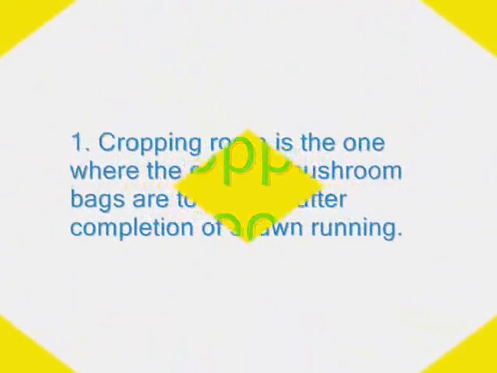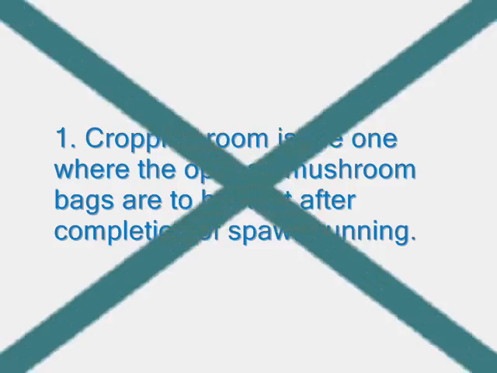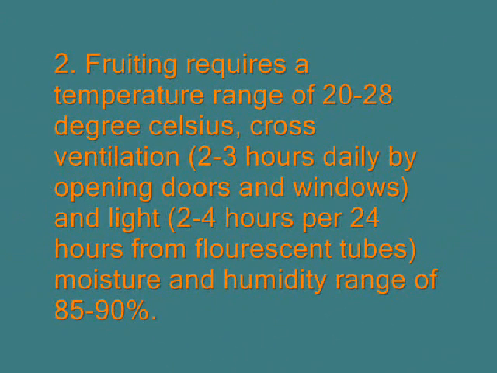Cropping room. Cropping room is the one where the opened mushroom bags are to be kept after completion of spawn running. Fruiting requires a temperature range of 20 to 28 degrees Celsius. Cross ventilation 2 to 3 hours daily by opening doors and windows, and light 2 to 4 hours per 24 hours from fluorescent tubes. Moisture and humidity range of 85 to 95%.